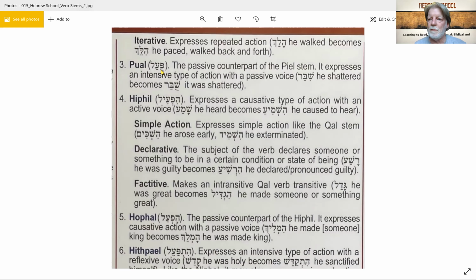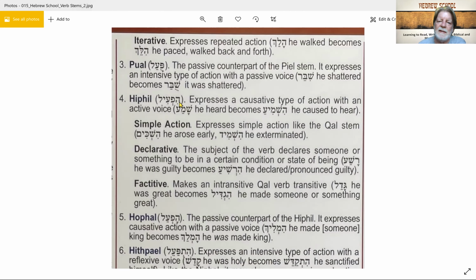In whatever stem you're talking about, the shurek or the kibbutz, like we see here, the U sound is an indication that it's passive, and sometimes that'll help us interpret how the word is being used in a sentence. Now we've got hifil here.